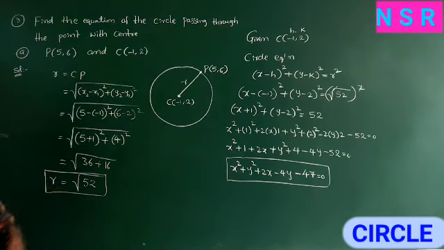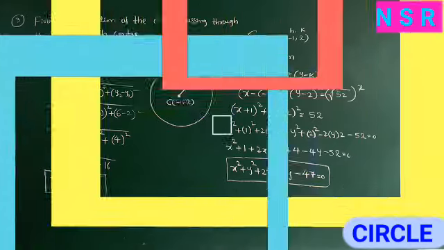So here, given a point and center, by using the point and center, first find the radius of the circle. After getting the radius, by using center and radius, write the standard form of the circle equation, that is (x minus h) whole square plus (y minus k) whole square equal to r square. So substitute the values, we get the circle equation.